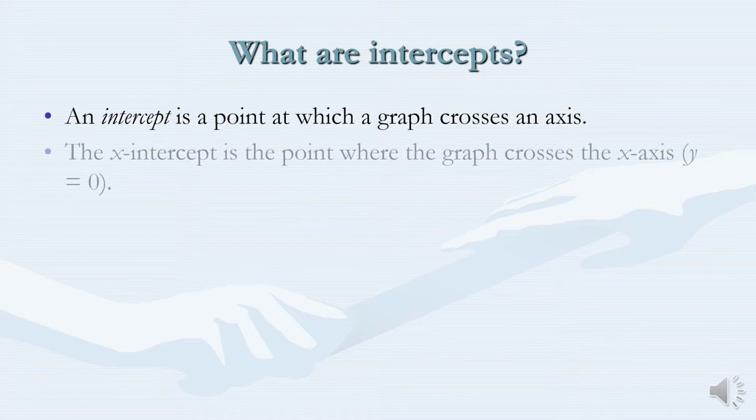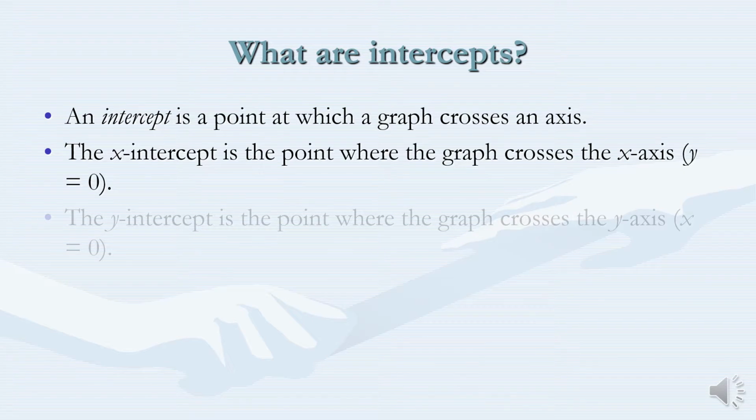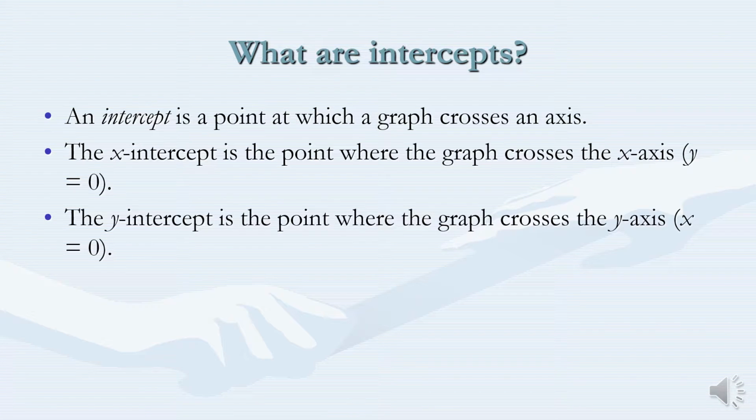An x-intercept is the point where a graph crosses the x-axis. The key part to remember is that when a graph crosses the x-axis, the y value of that point is 0. Likewise, the y-intercept is the point where the graph crosses the y-axis. The x value for that particular point is x equals 0.